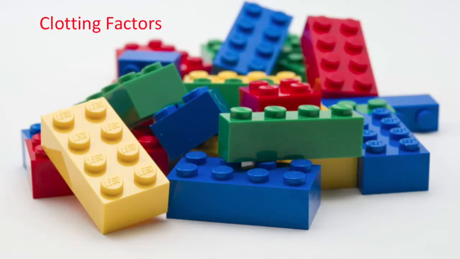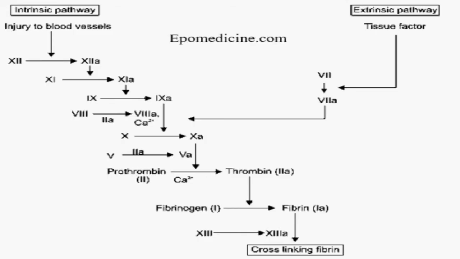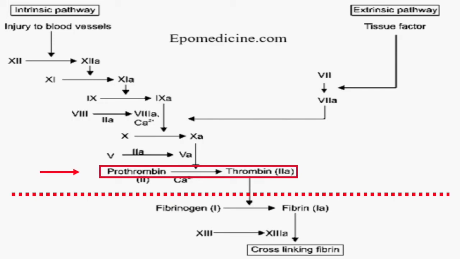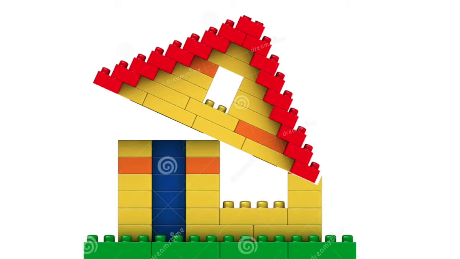It's sort of like looking at a bunch of Legos. These are our clotting factors. We are aimed at building a house out of the Legos, just like our blood is aimed at building a clot when we need to. So when we form our Lego house, these are all the building blocks for our clot, but the end result is our house. So if we come down in here and let's say we inhibit the conversion of prothrombin to thrombin, we have our stable mesh clot up until we stop a part of this clot from happening.